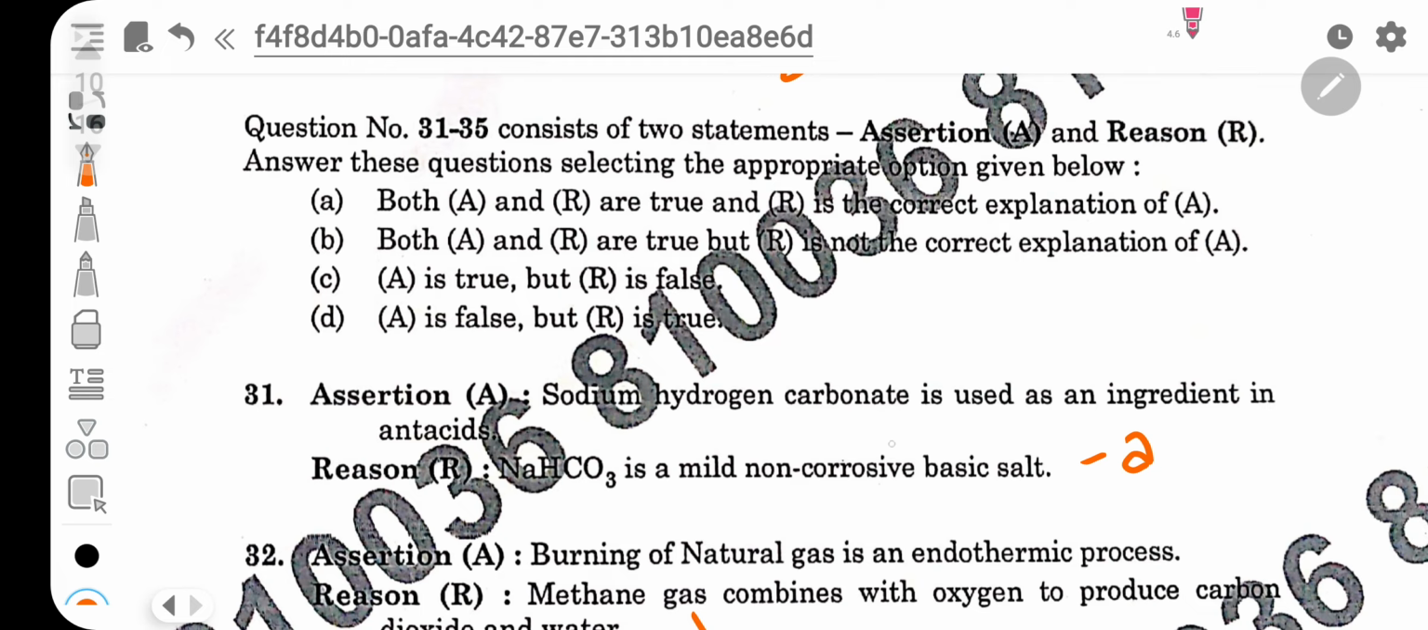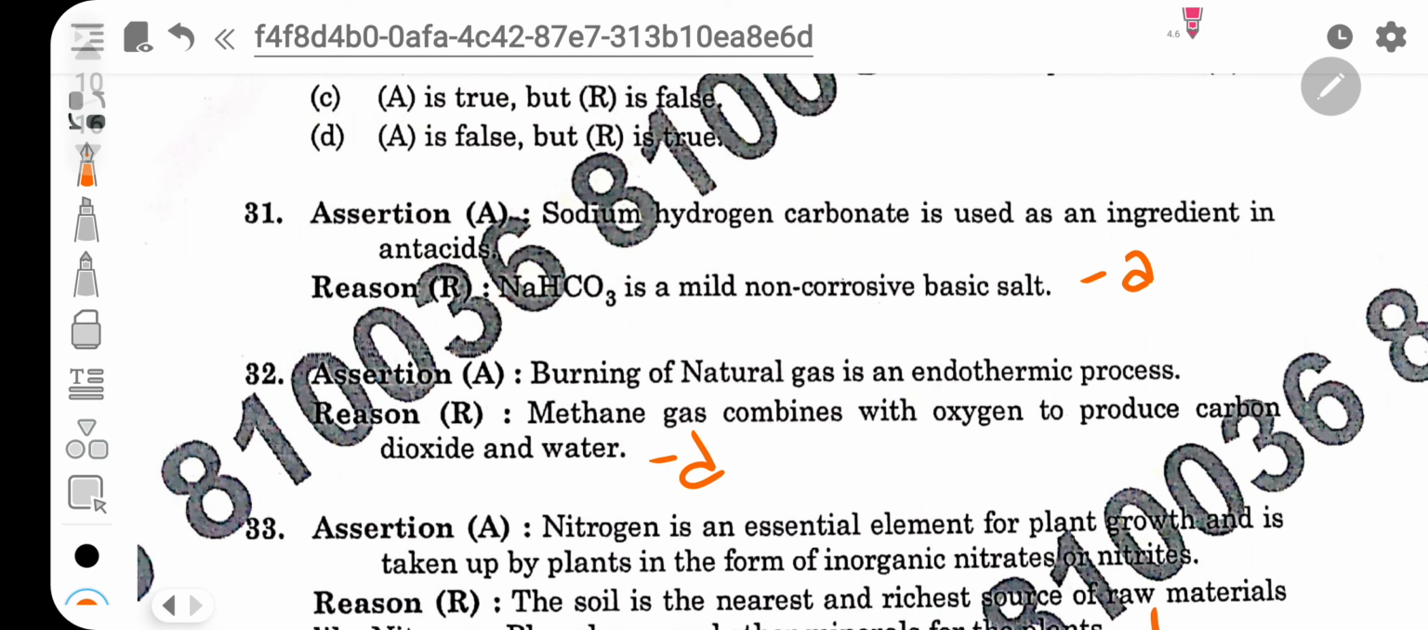Question number 31: sodium hydrogen carbonate is used as an ingredient in antacid, and NaHCO3 is a mild non-corrosive basic salt. So both are correct, and the reason is also correct because it states that it is basic. That's why it is used as an antacid. So the answer is A.